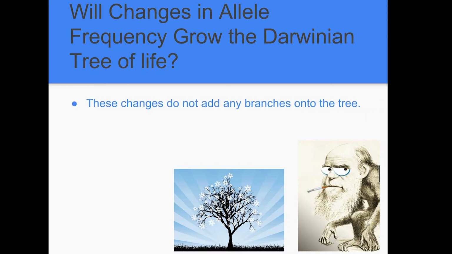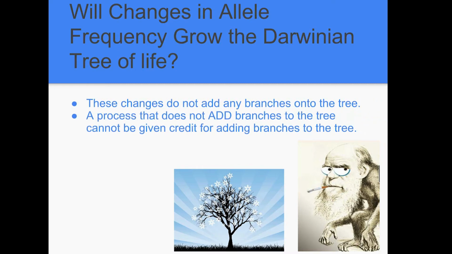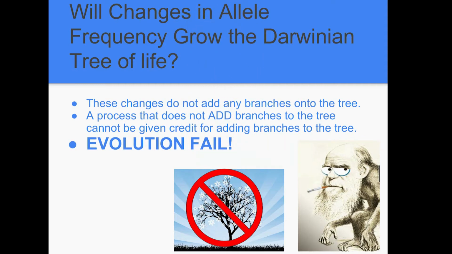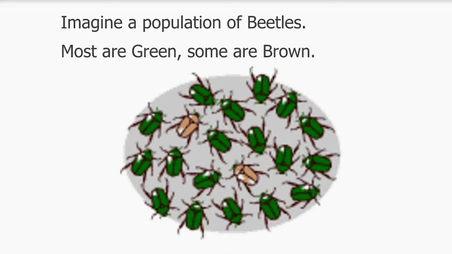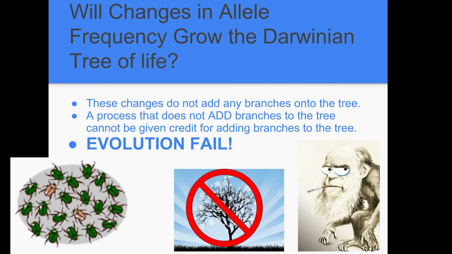Will changes in allele frequency grow the Darwinian tree of life? No. These changes do not add any branches onto the tree. A process that does not add branches to the tree cannot be given credit for adding branches to the tree. Evolution fail! To use their example again, evolution has to account for where the beetles came from in the first place. Where did green beetles come from? Where did brown beetles come from? And this changes in allele frequency is only tracking the census information, comparing, in one population, what are the percentages? It's statistical information. It is census information. It is not about the genetics, and it does not create new genes. It does not create new features or species. It is not an evolutionary change.